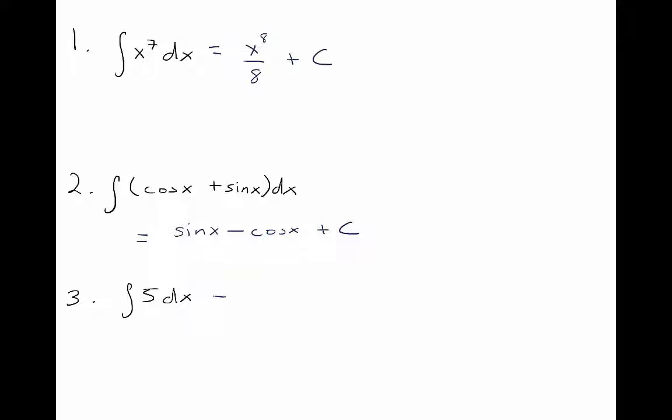Okay, last one. This one is just a constant. Technically, it is part of a power rule where x is to the 0 power. So you can think about it as 5 times x to the first power divided by 1. But you'll just remember, you have a constant, stick an x on it, and add c.